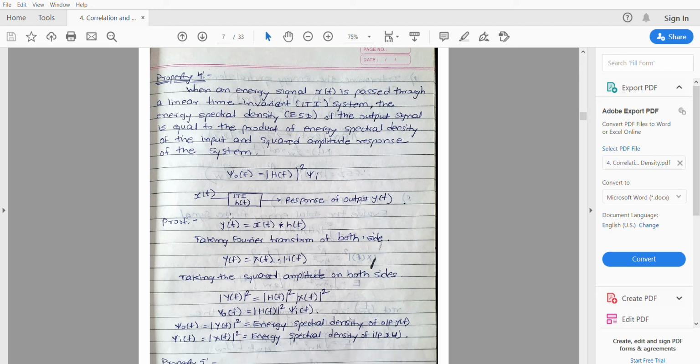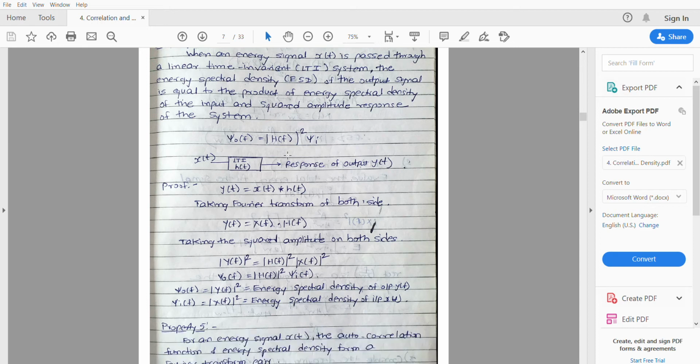In the time domain, x(t) is the input, which gets applied to the LTI system. h(t) is the system response and y(t) is the output response. The proof for this property is very easy. We already know that to find the output response of an LTI system, we use convolution, that is, x(t) convolved with h(t). Taking the Fourier transform of both sides, we know that if we do convolution in the time domain, we perform multiplication in the frequency domain. That is our convolution property.